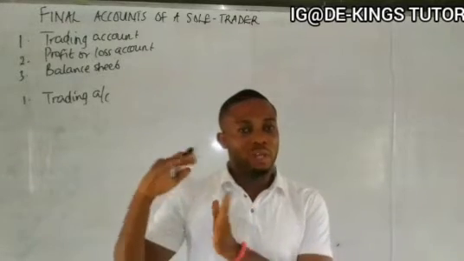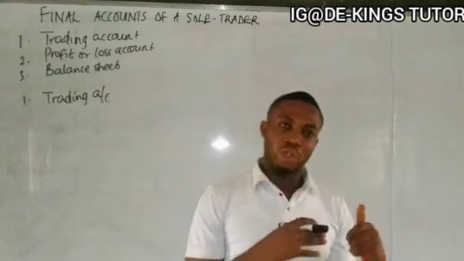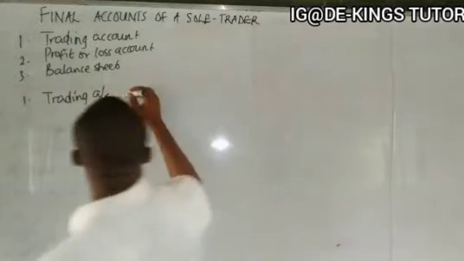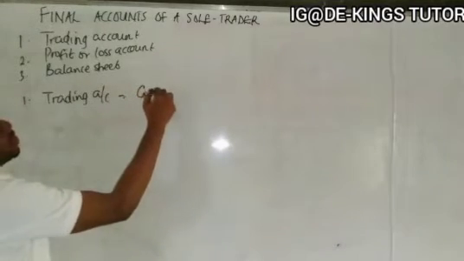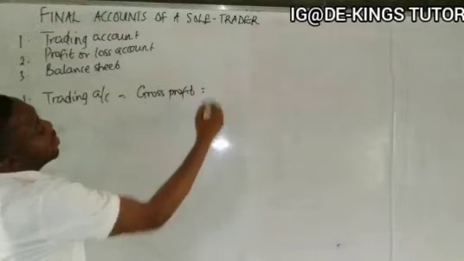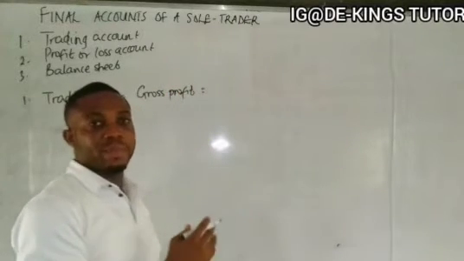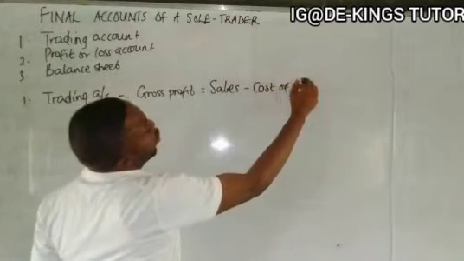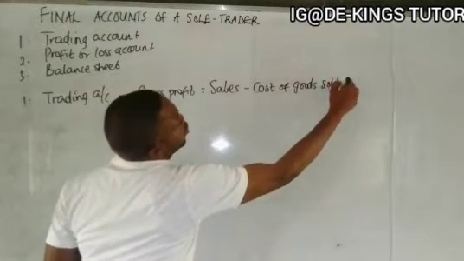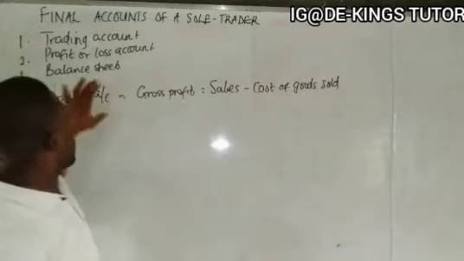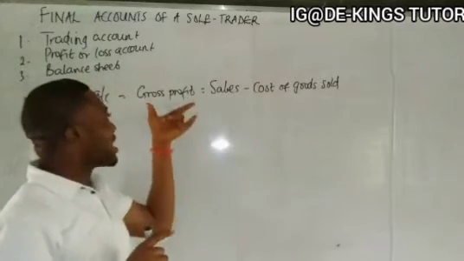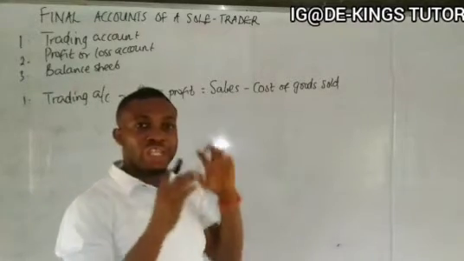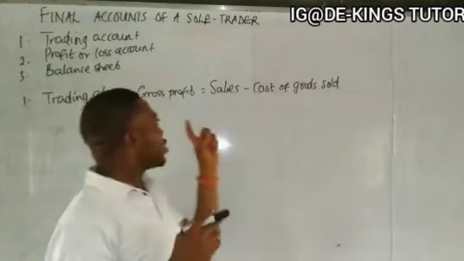To get what we call the gross profit or the gross loss. So how can they get the gross profit or gross loss? Now the gross profit can be gotten by deducting the cost of goods sold from the sales. So it is sales minus cost of goods sold. So the essence of preparing the trading account is to get our gross profit or gross loss. Now when the sales is more than the cost of goods sold, it is gross profit.